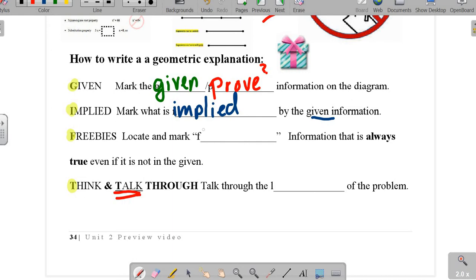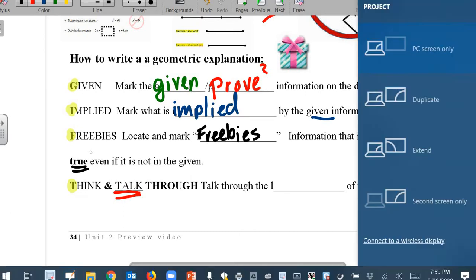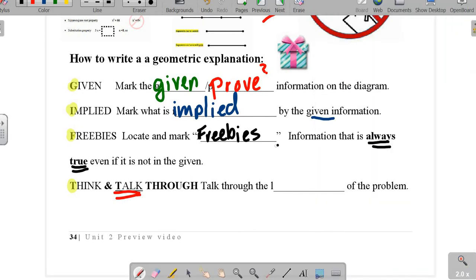Then you want to locate and mark what are called freebies. Notice that's in quotation marks. That is not a technical term. Freebies are things that are always true, even if they're not in the given. I'll explain that in an example.